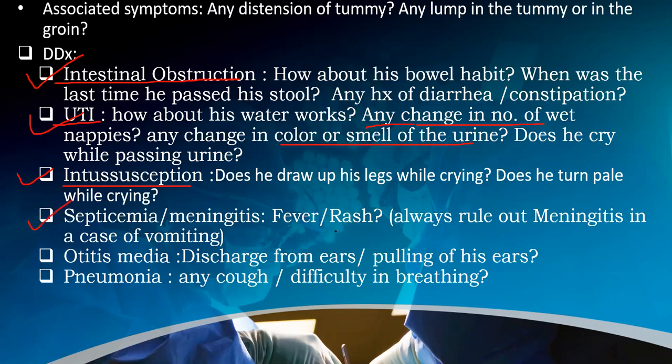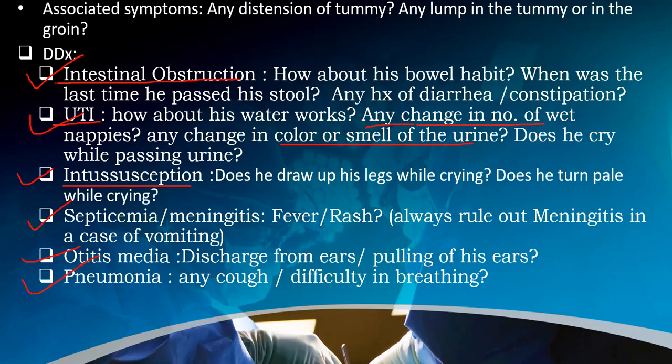Then come to the other infectious causes. So what are the infectious causes we have got? So for septicemia or meningitis, any fever, any rash. For otitis media, any discharge from the ear, any pulling of the ear. Children having otitis media, they cannot complain of ear pain, but you will find out they are pulling their ear. So that pulling of the ear is actually a sign that they are in severe pain. For pneumonia, is there any cough, shortness of breath?